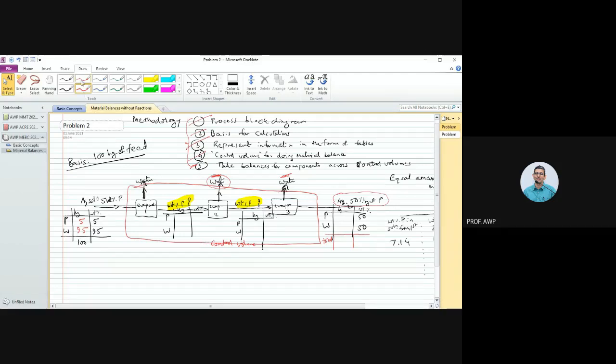So if I take a balance for P, 5 kgs of P is coming into this red control volume. No P is going out along with this water, no P along with this water, no P along with this water. P is only going out in this stream. So whatever 5 kgs have come in, all those 5 kgs have to go out from here.